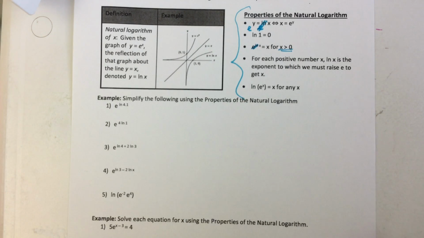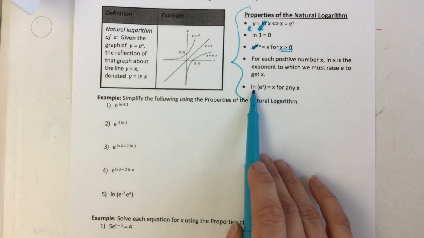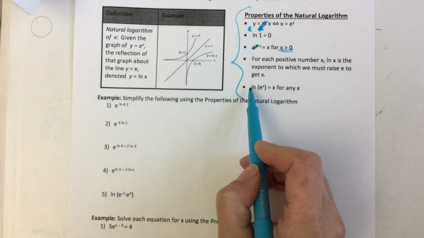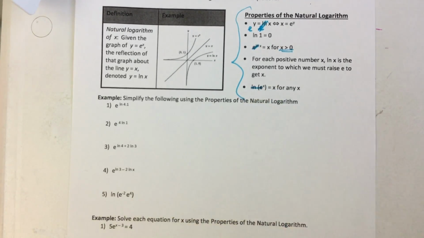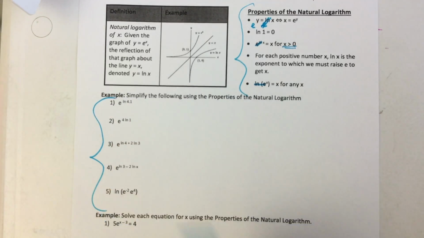For every positive number x, the natural log of x is the exponent that you would have to put on e as a base in order to get x. You can do the same thing here. If the natural log is in front of e, if they're connected, bam, you just cross them off, so it's going to be x. That's what you'd have left. So we're going to go ahead and use these properties and just simplify.